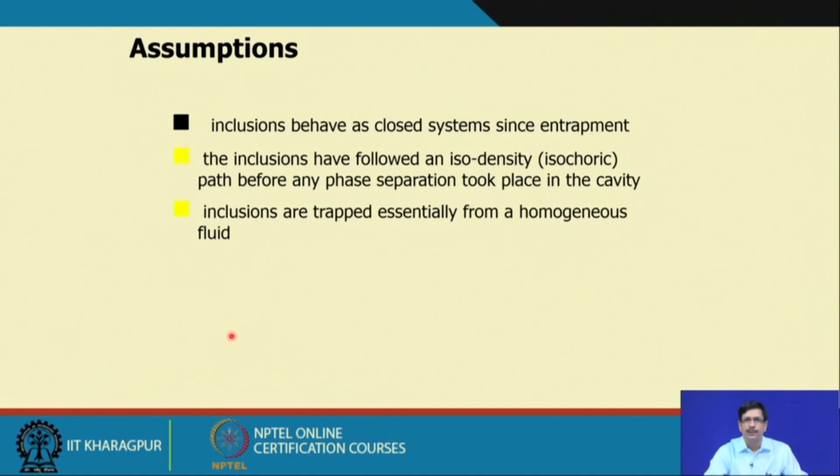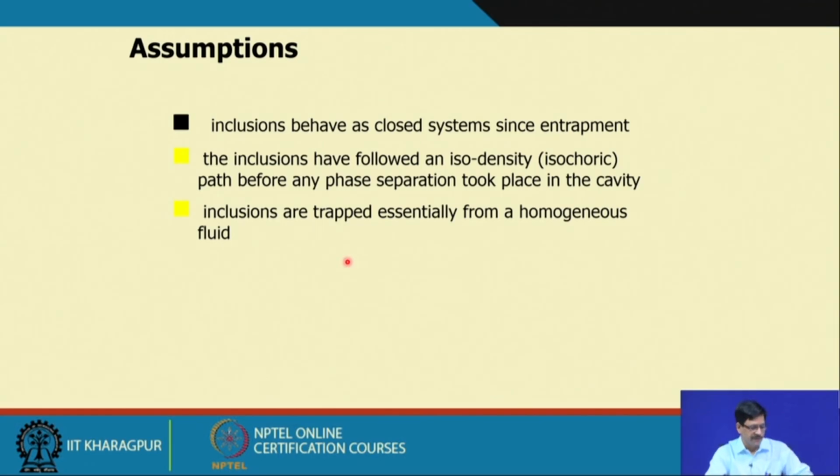So, before we look into the fluid inclusion exercise and the data that we retrieve from them, let us first see the assumptions that we make before we proceed on to study the fluid inclusions. That the inclusions behave as a closed system since the entrapment. There is no loss or gain of any component with the surrounding within the host mineral, and the inclusions behave as a closed system and have followed a constant density, constant volume, constant composition path, which we call an isochore, and inclusions are trapped essentially from a homogeneous fluid, and the entrapment process is essentially homogeneous.